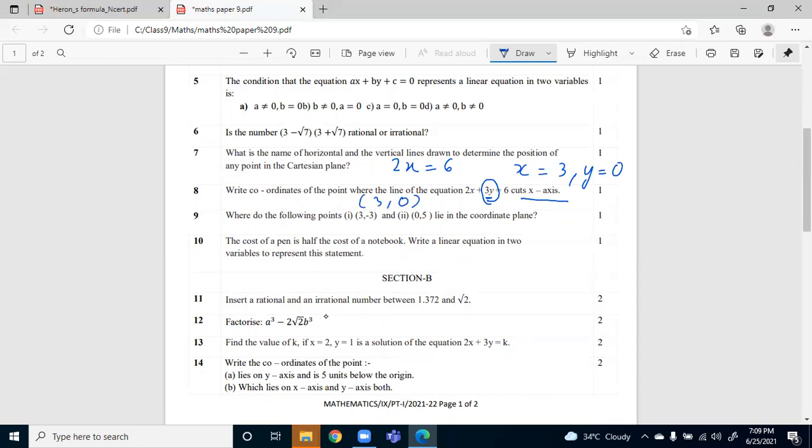Okay. Where do the following points lie in the coordinate plane? 3 comma minus 3. Ma'am, fourth quadrant. And 0 comma 5. Ma'am, it lies on the positive y-axis. You are correct. Positive y-axis.